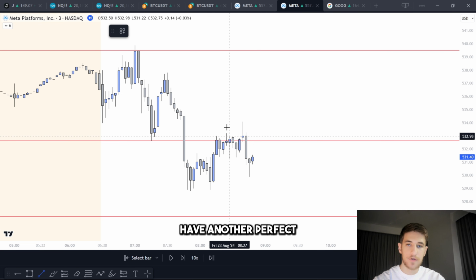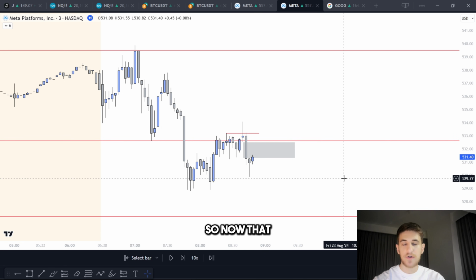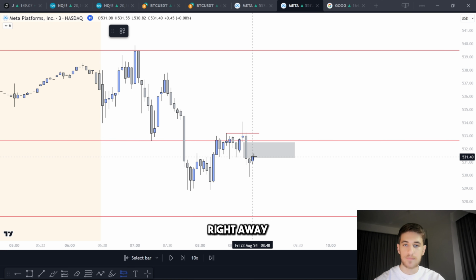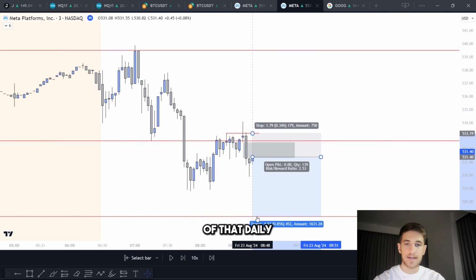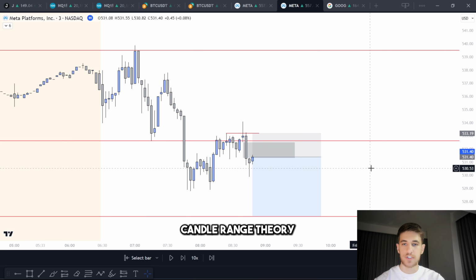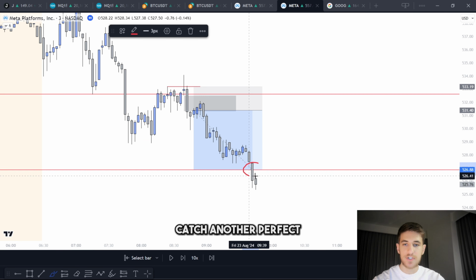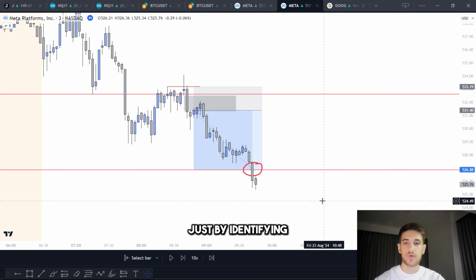Right here we have another perfect setup, which is a liquidity sweep and a fair value gap like this one right here. So now that the lower time frame has a very nice entry model, we're going to hop in that trade right away. So our stop loss will go above the high of this candle, and we're going to target the low of that daily candle that we used for finding our candle range theory. So now let's play this setup out and take a look at exactly what happens. So again, we catch another perfect low risk high reward trade just by identifying our candle range theory levels.